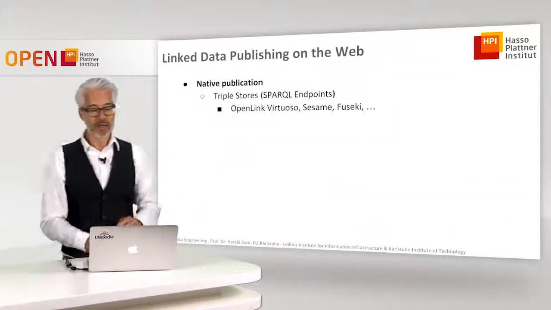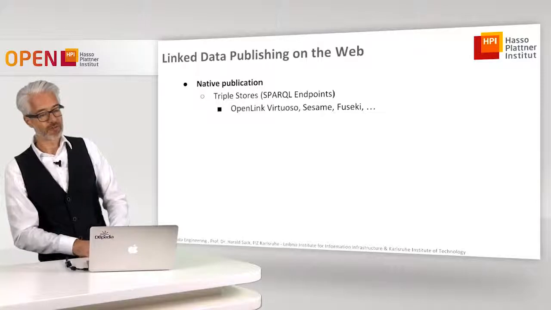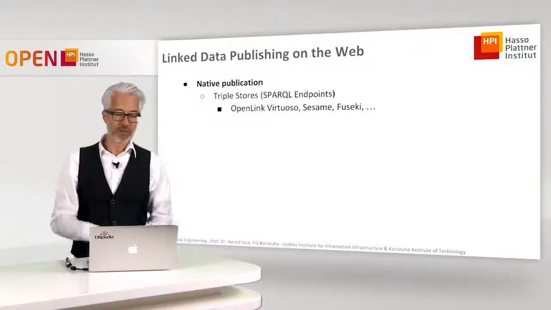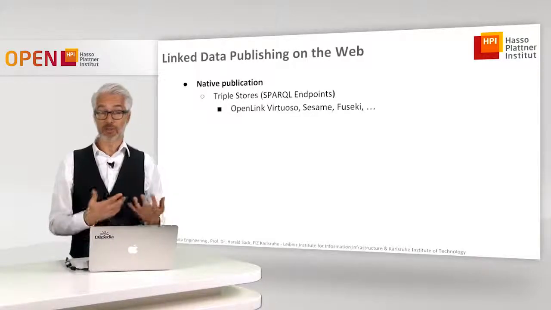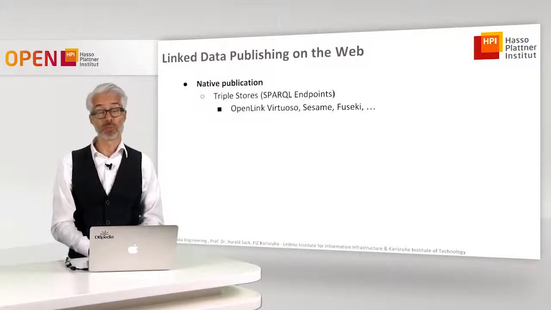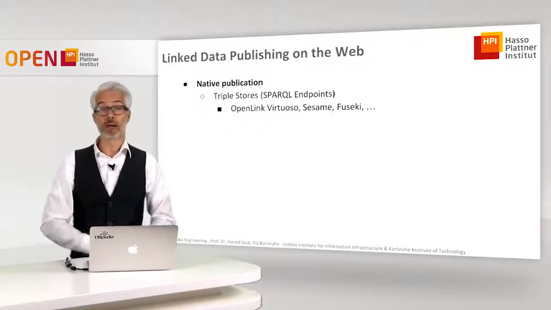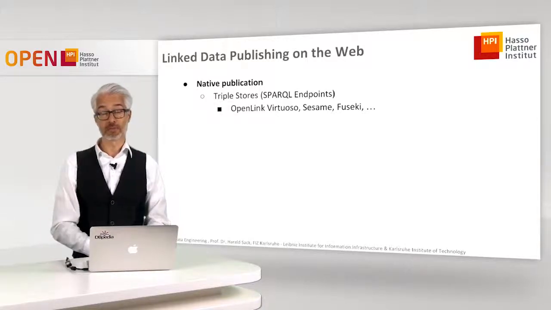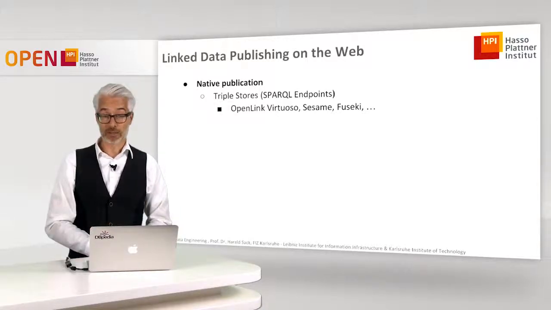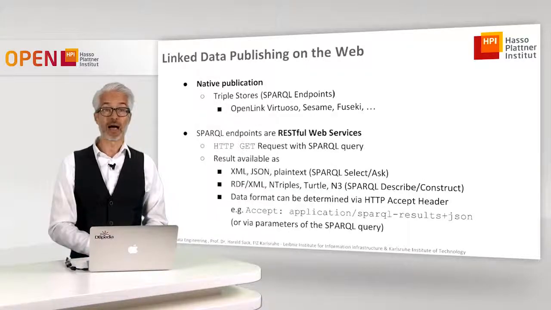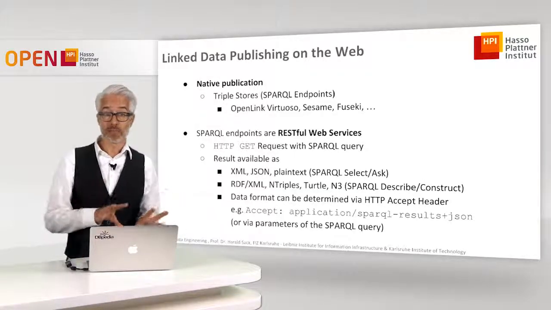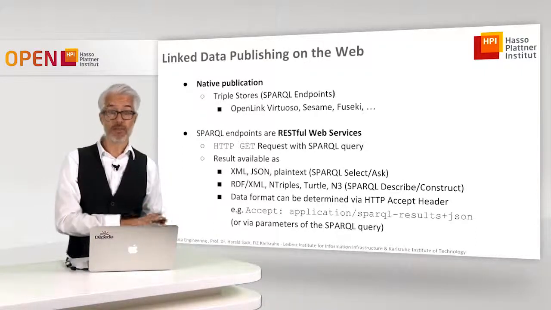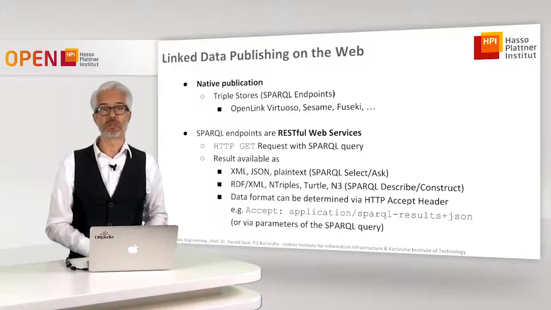Okay, so now let's look a bit more detailed into the native publication of linked data. One nice thing to have is, of course, triple stores, which means SPARQL endpoints. And there is lots of available SPARQL server software. So for example, OpenLink Virtuoso, Sesame or Fuseki are only a few examples of the many available endpoints. We have to remember that SPARQL endpoints are so-called RESTful web services, which means with a simple HTTP GET request, you deliver your SPARQL query to the server.